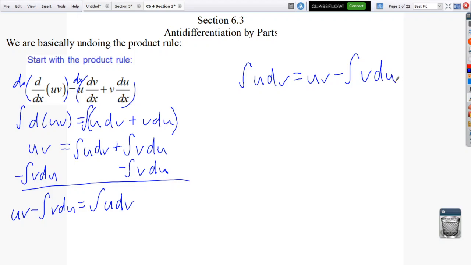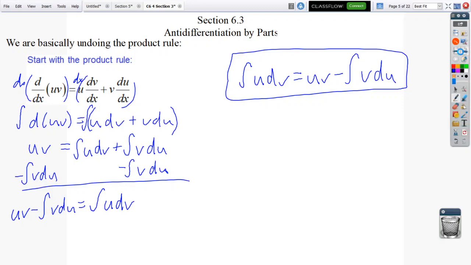And I'm not sure if I'm the only person on the planet that does this, but when I see v du, it just makes me chuckle. To call that voodoo. So I think of this as the integral of u dv is equal to uv minus the integral of voodoo. Just makes me chuckle.